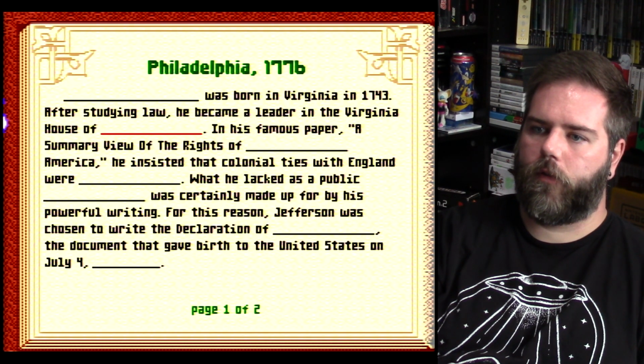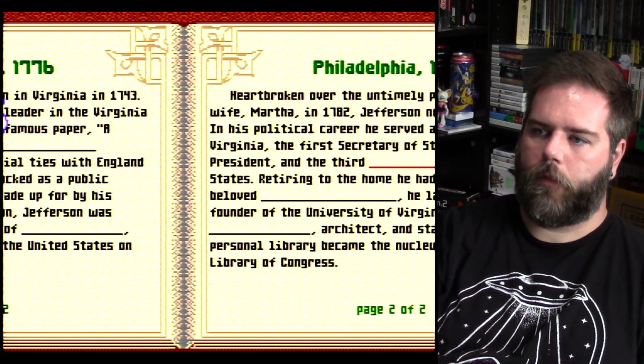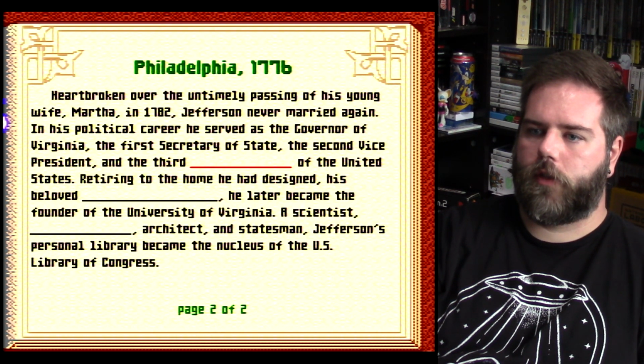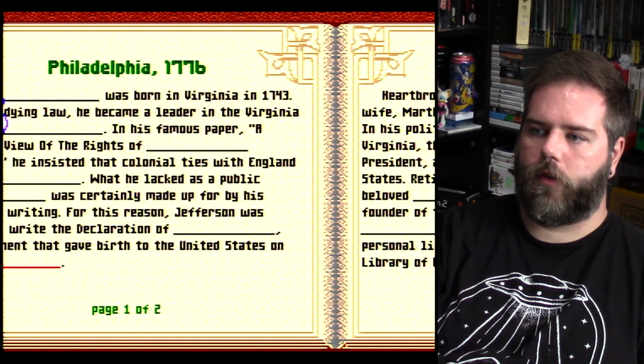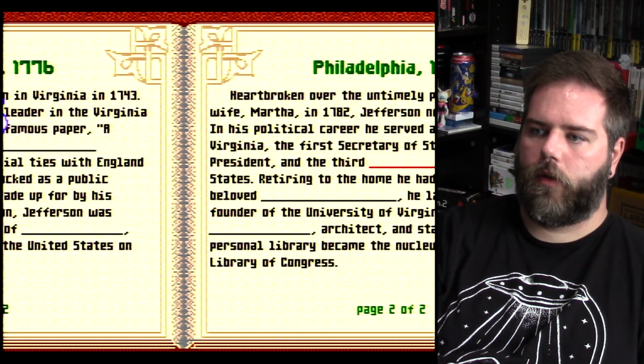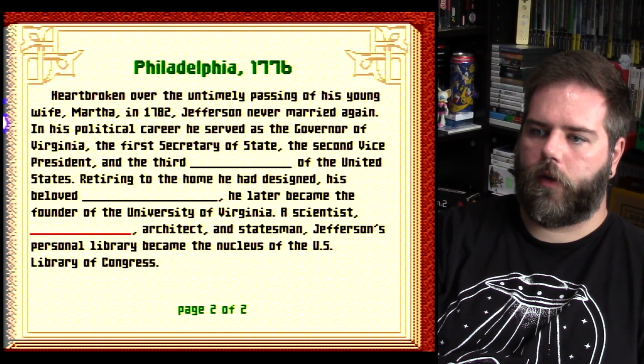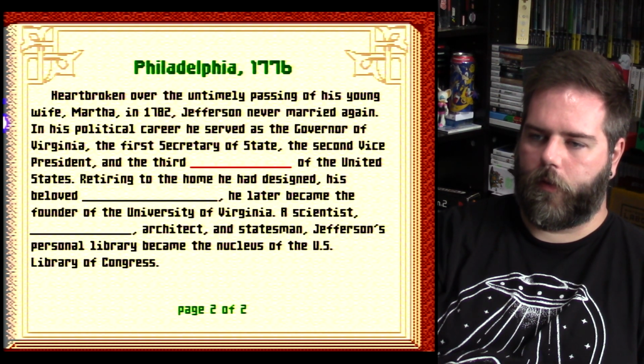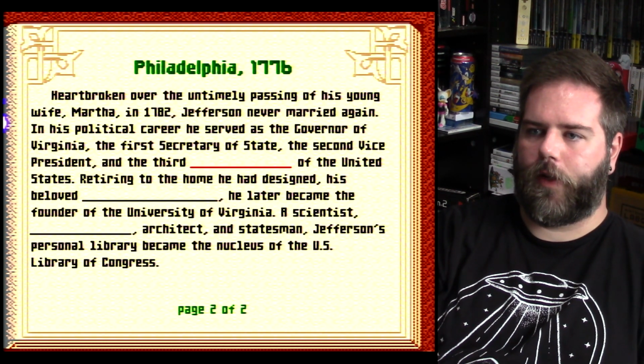Okay. Philadelphia, 1776. I think that's what it is. Declaration of Independence. Jefferson became president. Okay. Second vice president and the third president of the United States of America. I can actually fill a lot of this out just on my own, but we're gonna go through and play the game like it should be played.